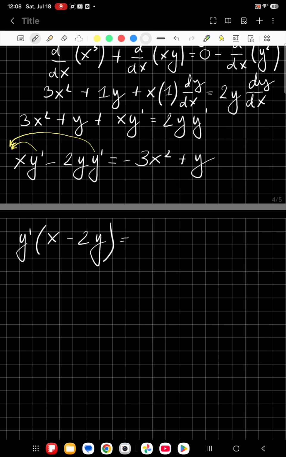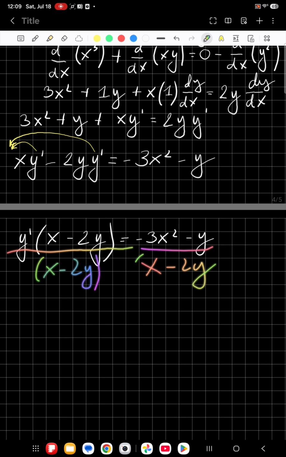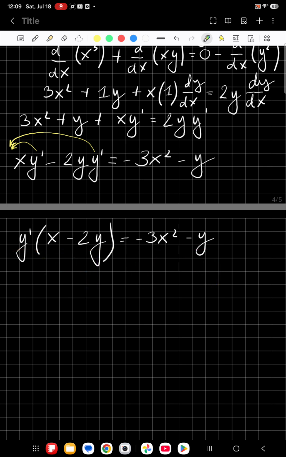I see that there's a mistake. This should be minus. Moving y to the other side, changing the sign, so we have negative 3x squared minus y. The next step is dividing both sides by x minus 2y. I'm not going to write it, I'm just going to show you. Just solving for that y prime.